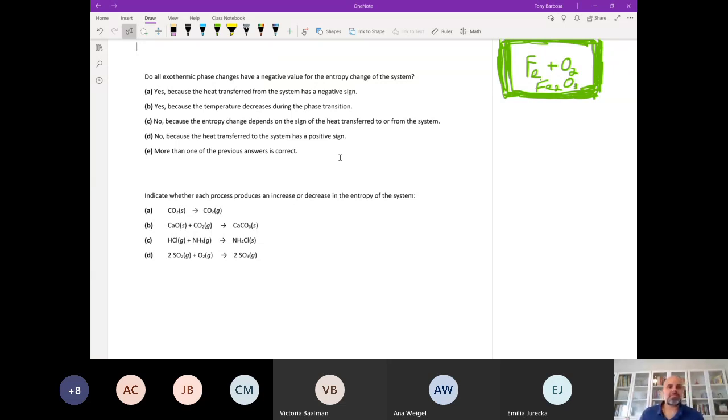All right. So an exothermic phase change, right? We're talking about an exothermic phase change where we have some type of system, and in this system we have an exotherm, so that means heat is being exchanged to the surroundings, so heat is going to be greater than zero. So whenever this happens, we think about the entropy in that system. The amount of randomness has to go down.